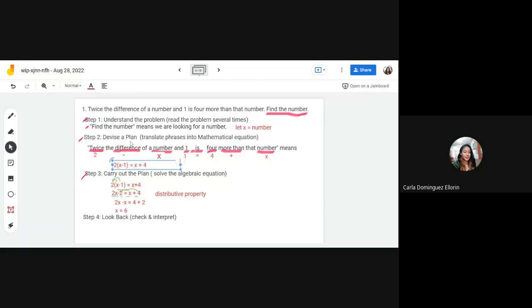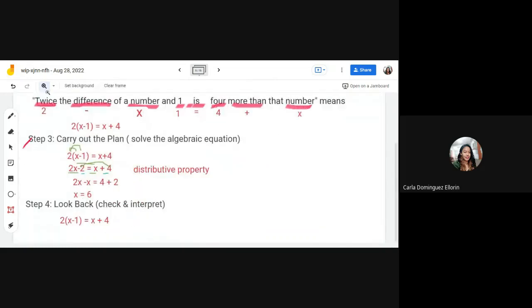Balik tayo dun sa equation natin sa una. So, 2 times x minus 1 is equal to x plus 4. So, to verify kung tama yung nakuha nating sagot, which is x is equal to 6, we just substitute the value of 6 sa x. So, substitute x is equal to 6.